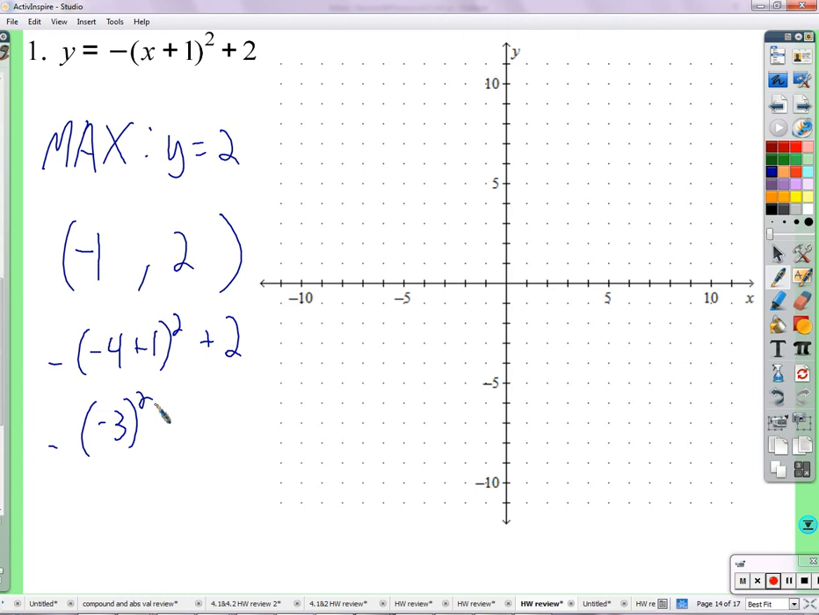Understand? Agreed? Because of the order of operations that we agreed to, the agreement, not the law, but the agreement is exponents first, then multiplication. So we exponent this first. We take it to the second power, and then we multiply by the negative 1. So that part's going to give us a negative 9. We're going to add 2 to that. We're going to get negative 7, smaller than 2, just like we said, maximum value of 2. No matter what you plug in for x, if it's not negative 1, you're going to wind up subtracting something from 2, and therefore getting something smaller than 2. So 2 is really the maximum. So negative 1, 2, that's where our vertex is. We're going to have something that opens down.